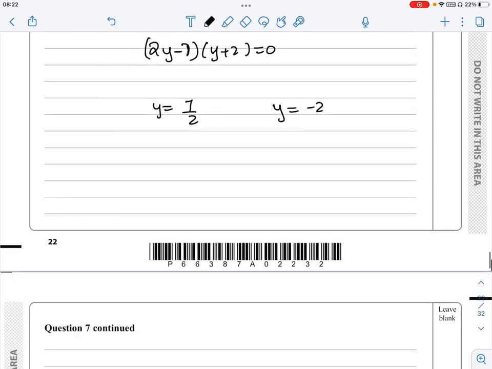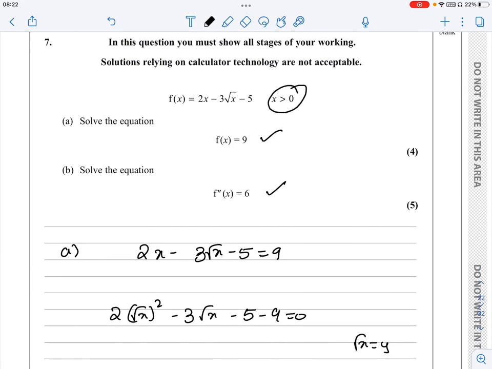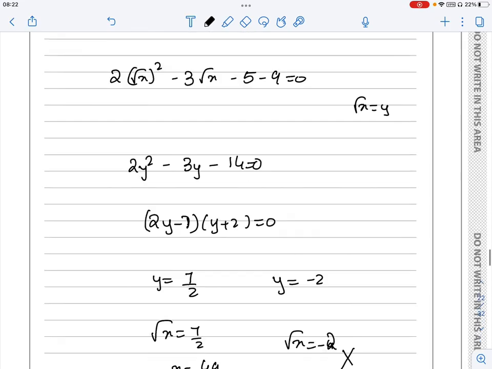What was y? Root x equals 7 upon 2, so x equals 49 upon 4. Root x equals negative 2, so x equals 4. So I got the values. These are two values of x, but which value of x has to be considered? He says that x is a positive number, so therefore my answer also has to be a positive number. So this is not considered. So I will be considering x equals 49 upon 4.